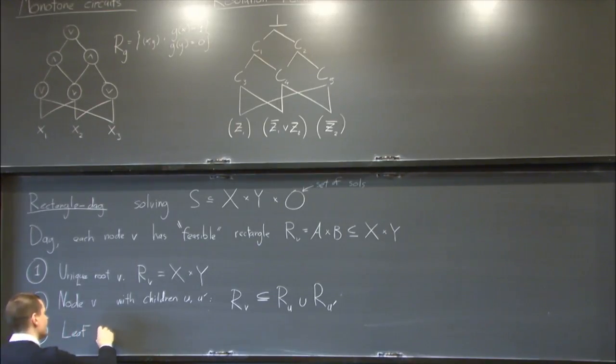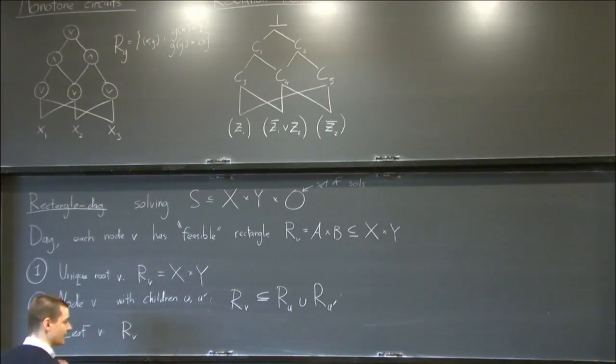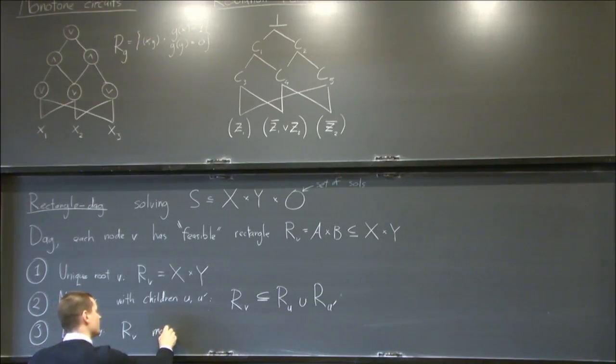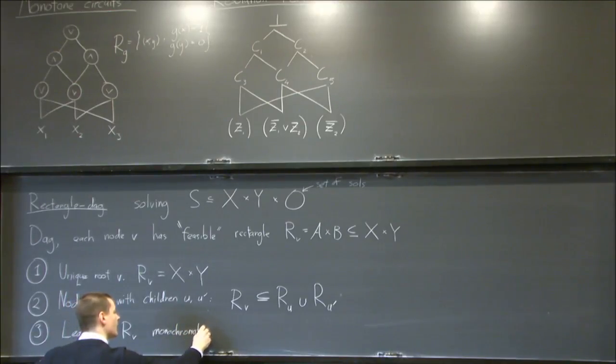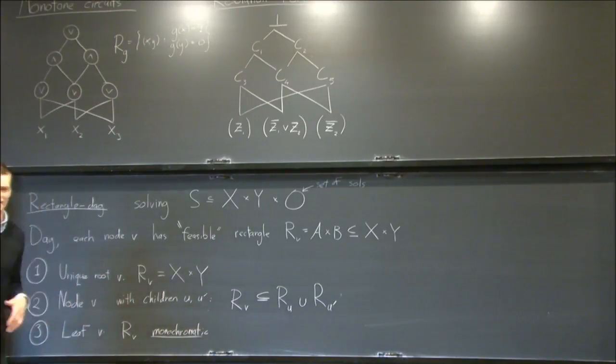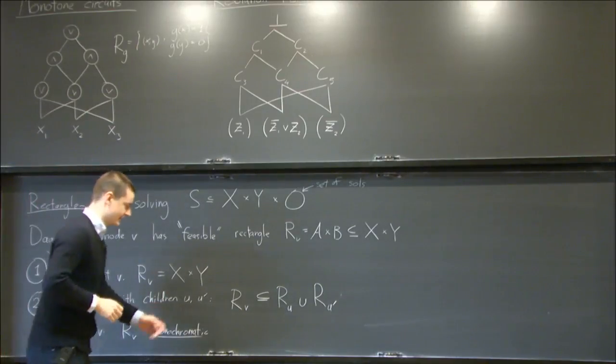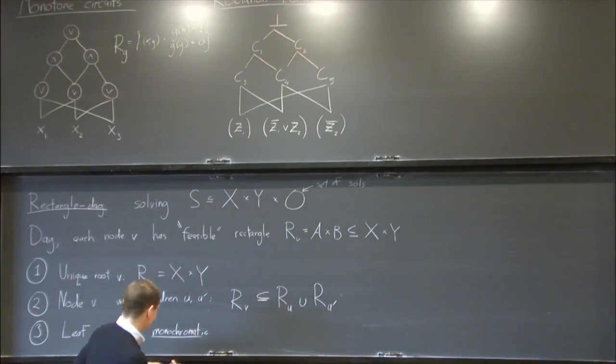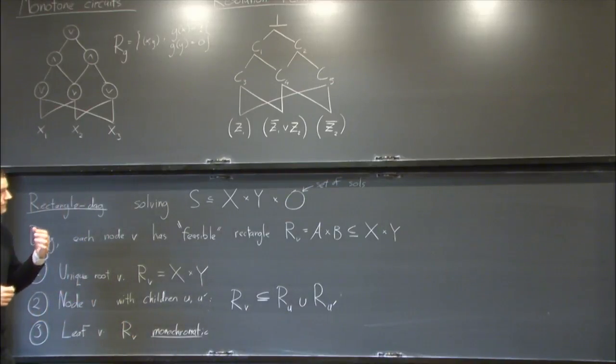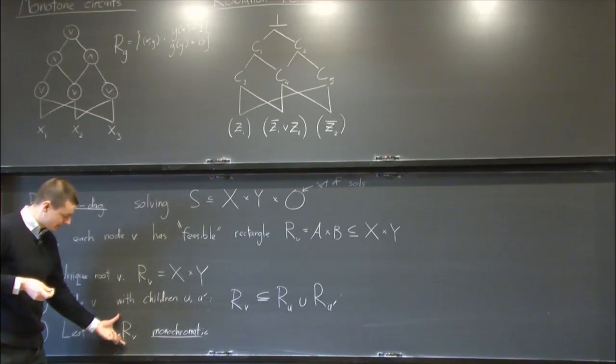I have a leaf, and the requirement is that the associated rectangle is monochromatic for the search problem. Okay, so let me define that. For Boolean functions, it was just what you would expect, and here this is a generalization for search problems. It just means that for each leaf, there's some associated solution which is valid or feasible for this whole set.